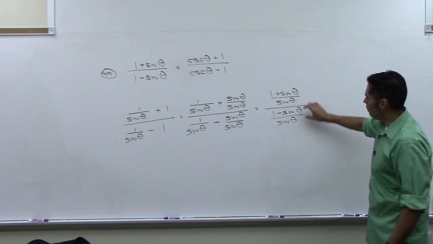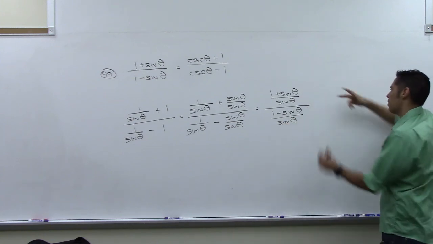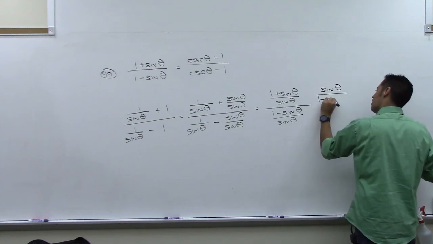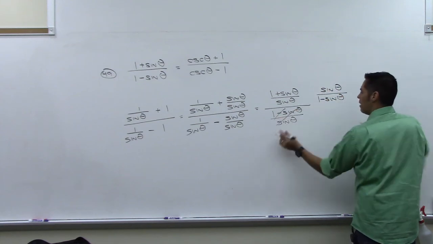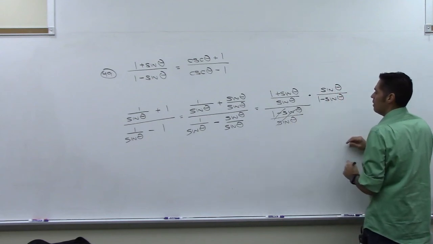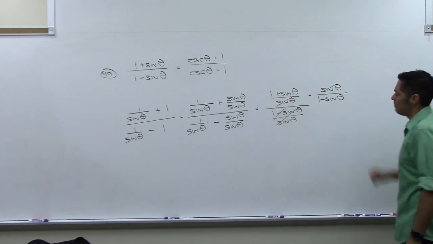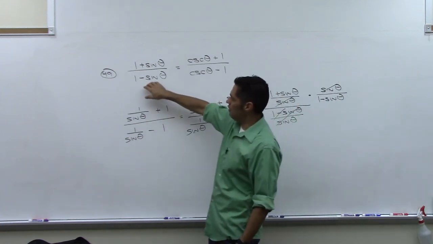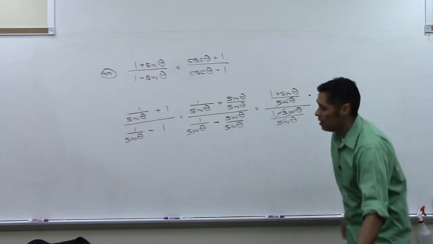And now I have a fraction over a fraction, so I can flip this one, the reciprocal, up here and 1 minus sine theta like that. So I've flipped that, multiplied instead of divided, and the sine thetas cancel. And you're left with 1 plus sine theta over 1 minus sine theta, which is the left-hand side. So I'm done.